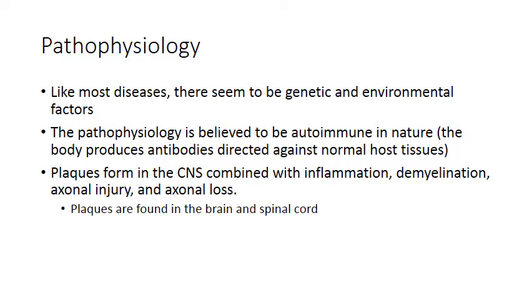Pathophysiology. Like most diseases, there seems to be genetic and environmental factors. The pathophysiology is believed to be autoimmune in nature. The body produces antibodies directed against normal host tissues. On the next slide, I'll show what that looks like. Plaques form in the CNS, combined with inflammation, demyelination, axonal injury, and axonal loss. Plaques are found in the brain and spinal cord.